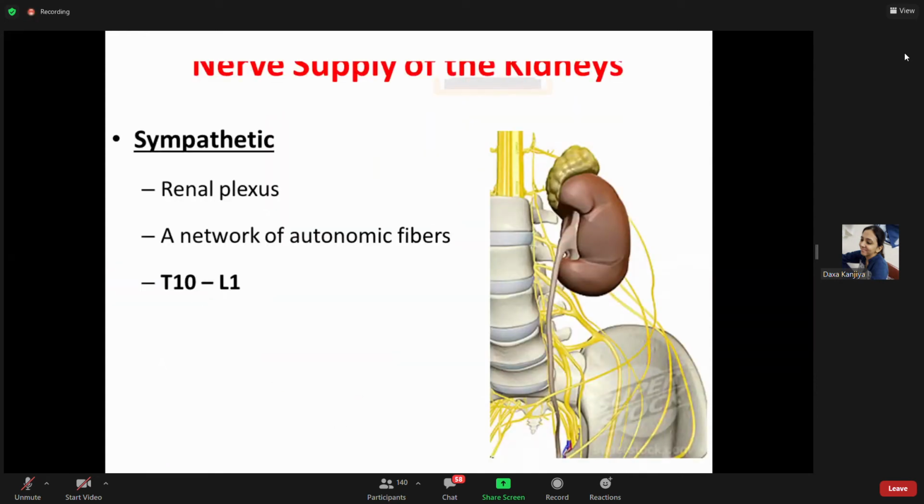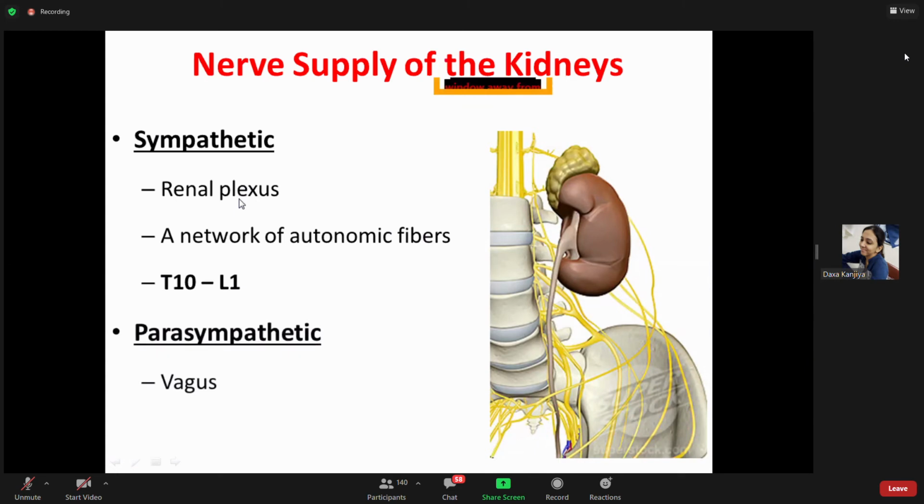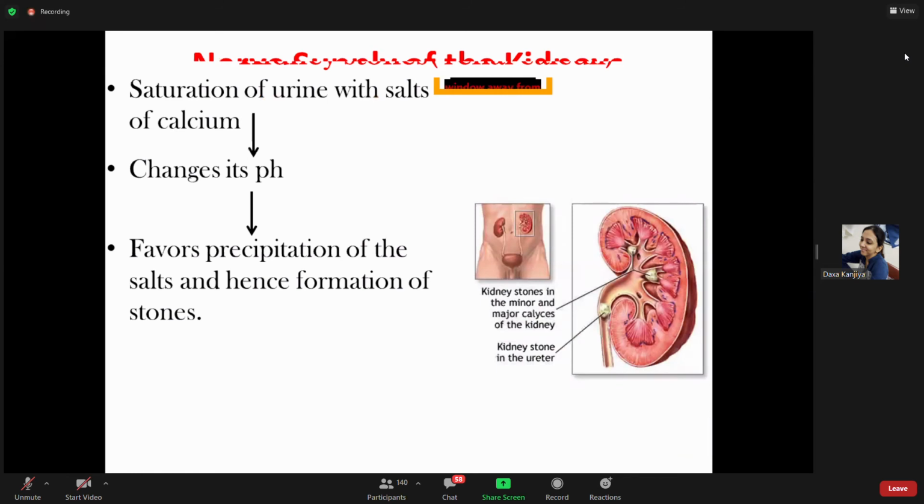Now supply of the kidney, it is supplied by the autonomic nervous system. Sympathetic supply comes from T10 to L1 segments of the spinal cord, which forms the renal plexus. Parasympathetic supply comes from the vagus nerve. Now one applied aspect, formation of kidney stones. The most common stone is formed by calcium salt. So saturation of the urine with the salts of calcium will change the pH level of the urine and ultimately favors the precipitation of calcium salt and the formation of the kidney stone.